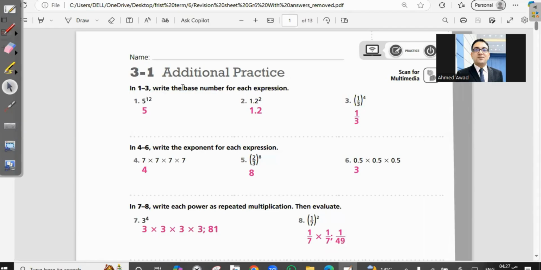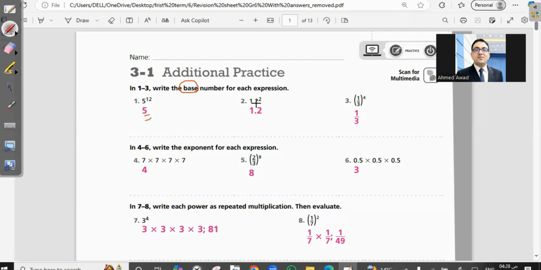In 1, 2, 3, write the base for each expression. If we ask about the base, like in example 1, 5 to the power of 12, how can I find the base here? If I say 5 exponent 12, this means 5 repeated 12 times. So the base here is going to be 5. My answer is 5.